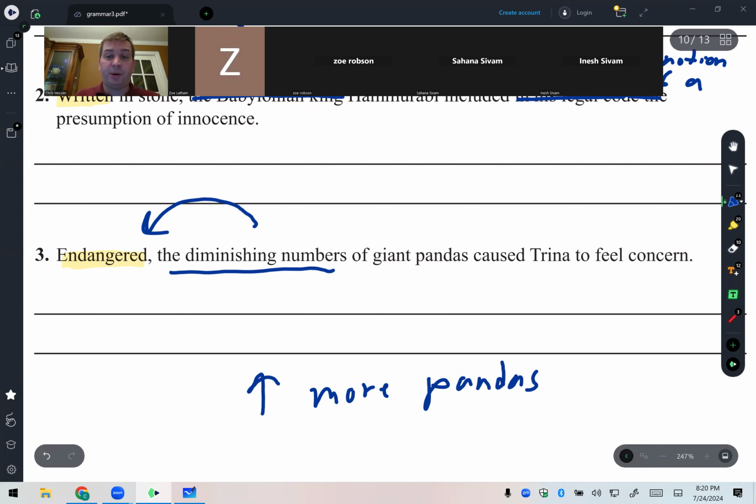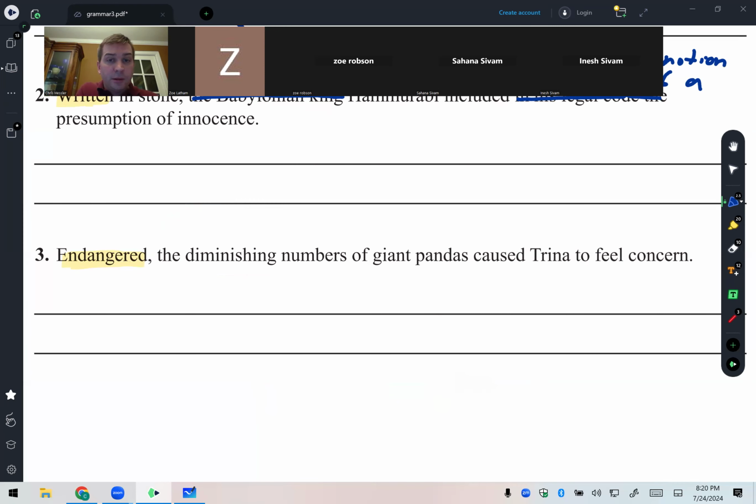So we have a dangling participle here. It's not the diminishing numbers that are endangered. It's just the pandas, right? All right, so endangered, the giant pandas caused Trina to feel concerned. So now the pandas are endangered, and yeah, that makes me sad. I think they're no longer endangered. I think they're maybe just threatened at this point. I think they've been upgraded. But anyway, now this is modifying pandas, and it's correct.